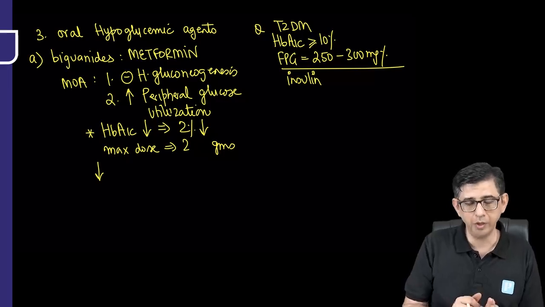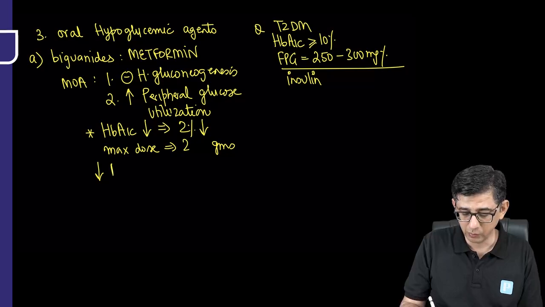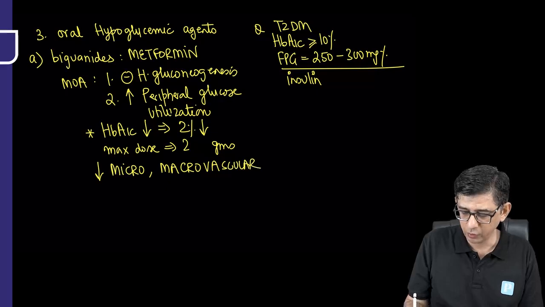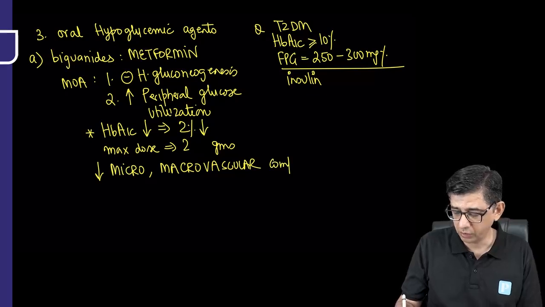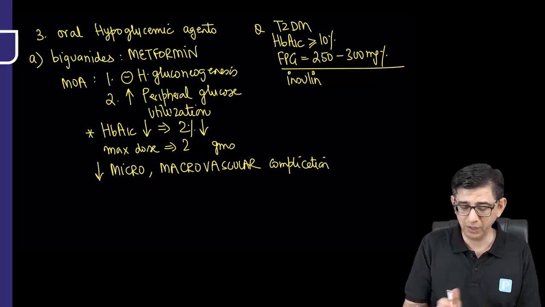The good things about metformin are a 2 percentage point fall in HbA1c with the maximum dose being taken. At the same time, this is going to reduce both the micro as well as the macrovascular complications of diabetes that I explained to you in the earlier part. The microvascular would be neuropathy, nephropathy, retinopathy. Macrovascular would be complications like coronary artery disease and peripheral arterial disease. So these are the good things which we will be encountering.